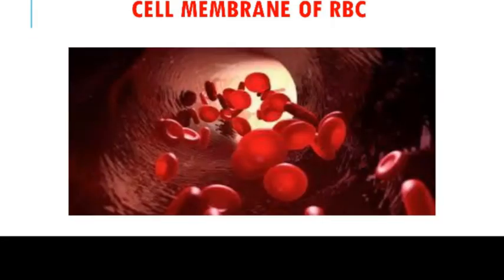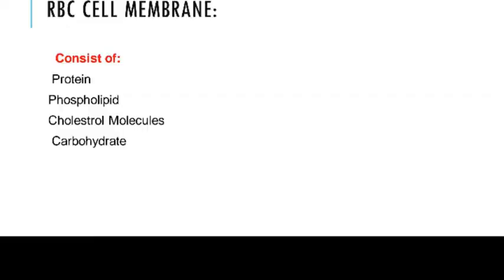So first we discuss about the cell membrane of the red blood cell. The red blood cell membrane consists of protein, phospholipid, cholesterol molecule, and carbohydrates. So what is phospholipid? Phospholipid is a lipid containing a phosphate group in its molecule.